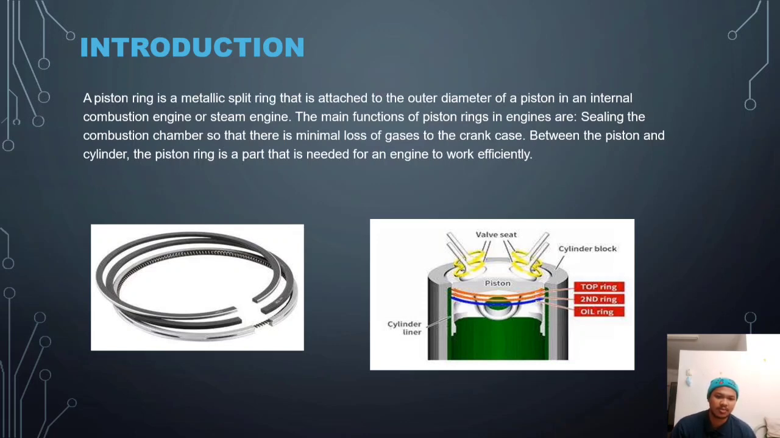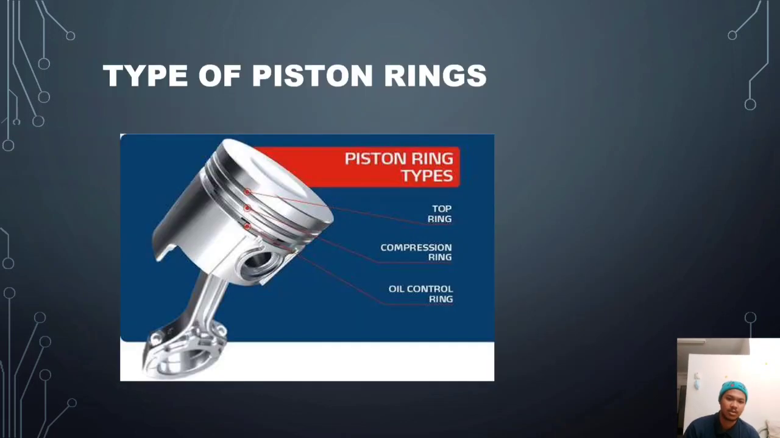The introduction. A piston ring is a metallic split ring that is attached to the outer diameter of a piston in an internal combustion engine or steam engine. The main function of the piston ring is sealing the combustion chamber so that there is minimal loss of gas to the crankcase. Between the piston and cylinder, the piston ring is a part that is needed for an engine to work efficiently. So as we can see here, these are the piston ring types.